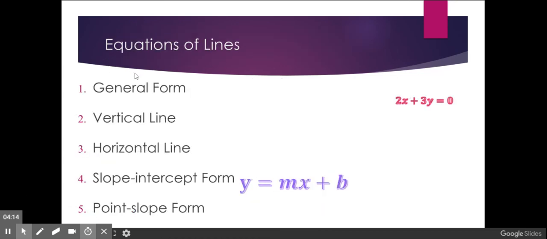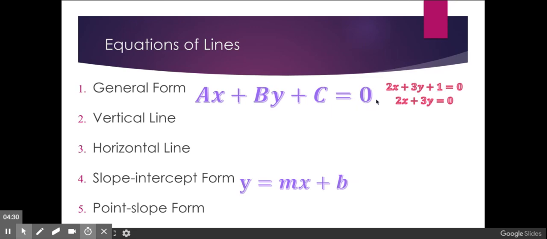So now we're going to take a look at different equations of lines, starting off first with our general form. So in the general form, you want to take everything and move it to one side. So as you can see, everything's over on the left side here, and set it equal to 0. So we have 2 different examples of how you can do this. So first, maybe it's 2x plus 3y plus 1 equals 0.